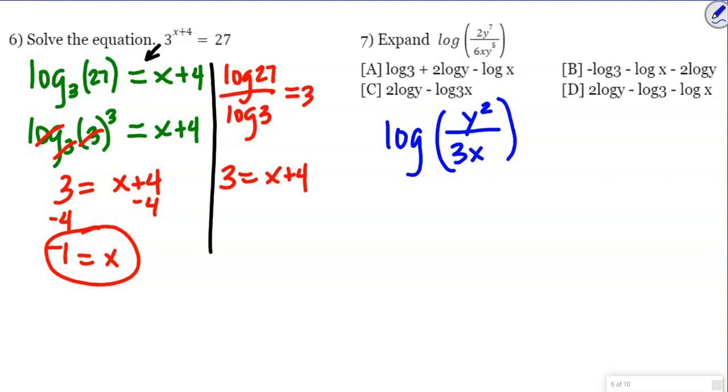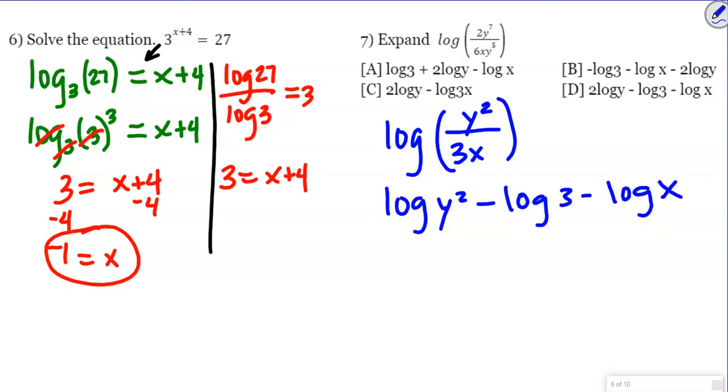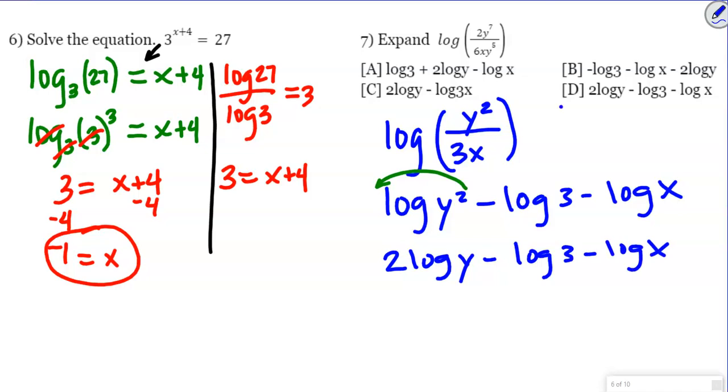Okay, now we're going to break this up. So this is going to be log of y squared. Remember, anything that's on the denominator, we're subtracting. So this is going to be log of 3 minus log of x. And we are going to break those up. Don't forget that. Now, the last step is we're going to move this to the front, okay? So that means our answer is going to be 2 log of y minus log of 3 minus log of x, right? And that was D.